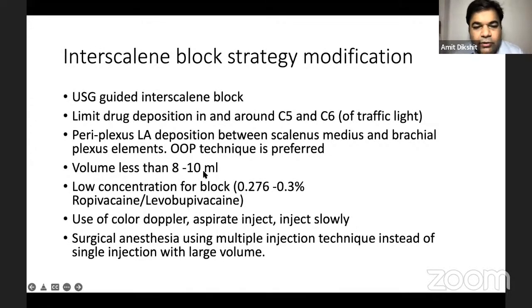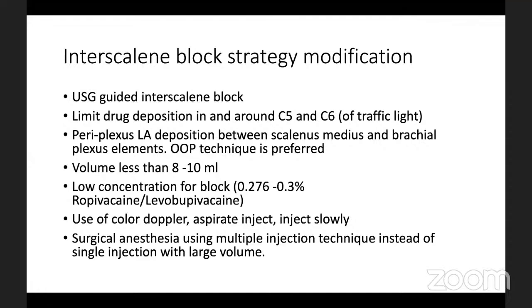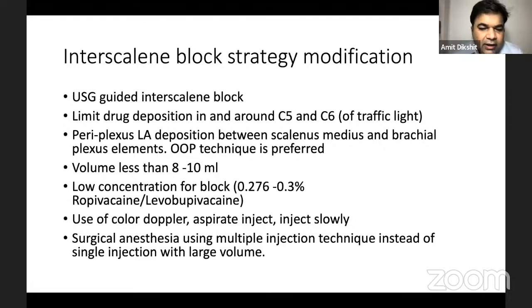Volume I usually limit to 8 or 10, less than 10. Depending on the patient, it can be even 5 ml. Low concentration, so 0.276 to 0.3% is just enough to cause surgical anesthesia. In my department, we have a stock solution where we make an equal concentration of bupivacaine or ropivacaine with adrenaline, and we add either 10 or 20 ml of NS.